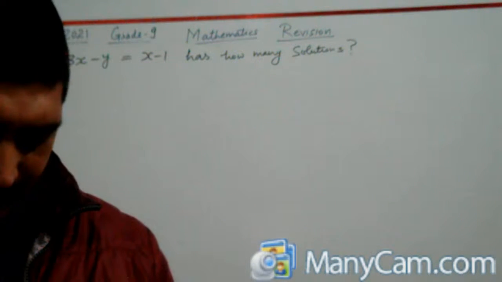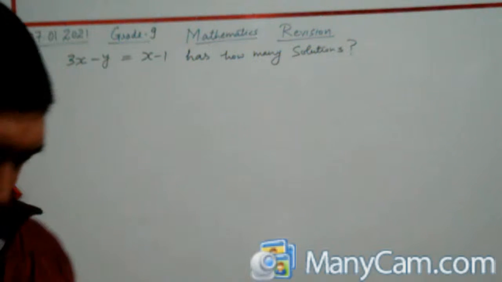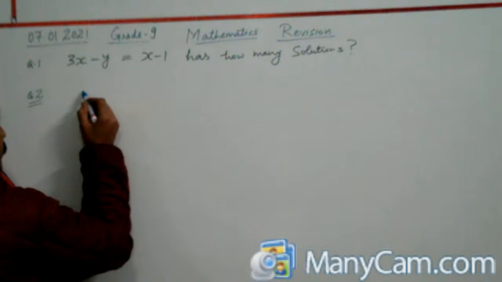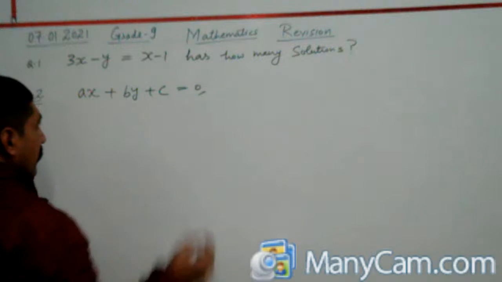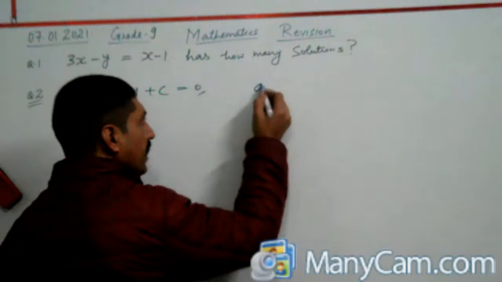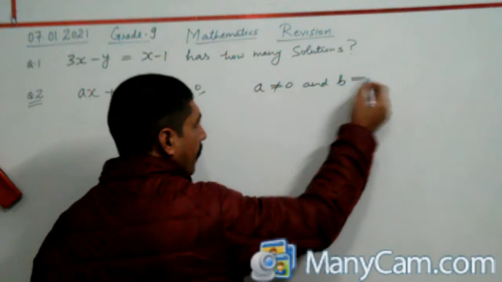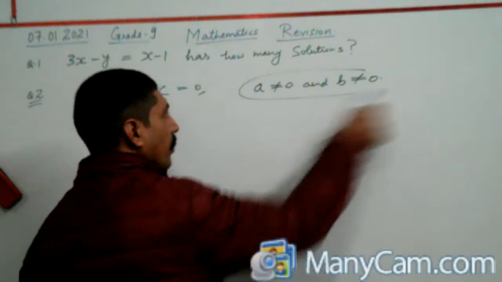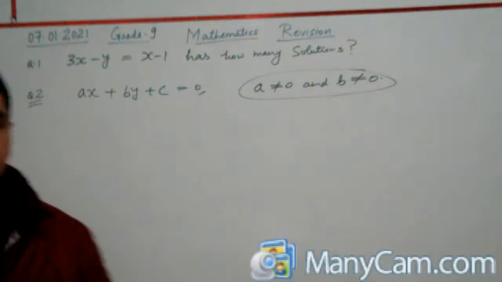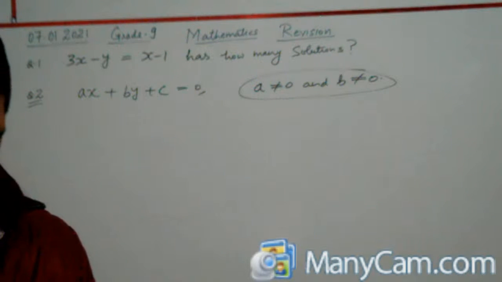I have discussed yesterday, for a linear equation ax plus by plus c is equal to 0, what is the condition? The condition is that a cannot be equal to 0 and b cannot be 0. I have given the answer already in the MCQ form. So here a cannot be 0 and b cannot be 0.